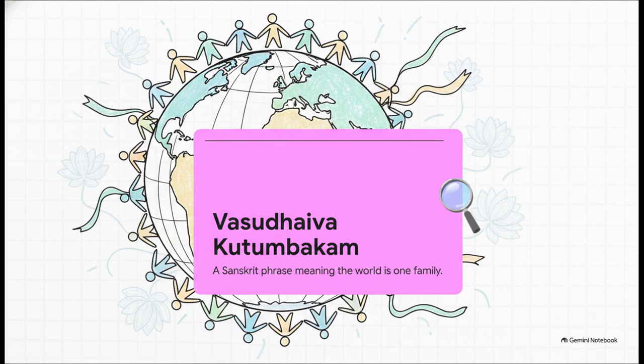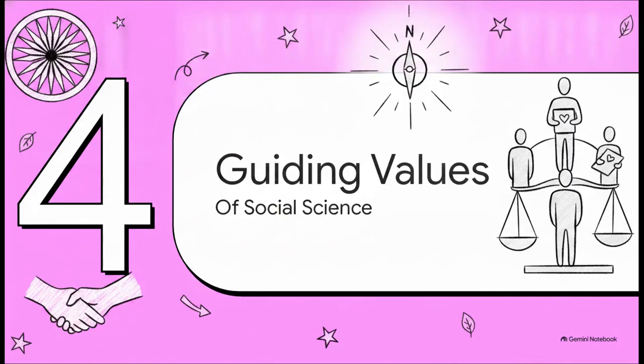Just look at the beautiful Sanskrit phrase Vasudhaiva Kutumbakam, which translates to "the world is one family." This isn't just some poetic idea, right? It highlights how deeply interconnected people are across different regions and cultures. It's all about global cooperation and interdependence. These ancient concepts were laying the literal groundwork for empathy and global citizenship long before modern social sciences were ever put into school textbooks. Which brings us to Section 4, Values Guiding Social Science.